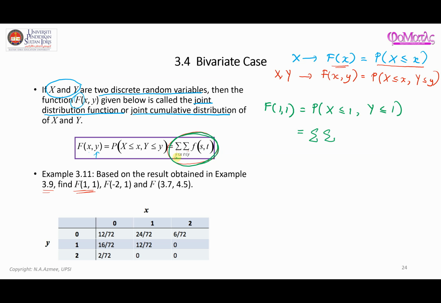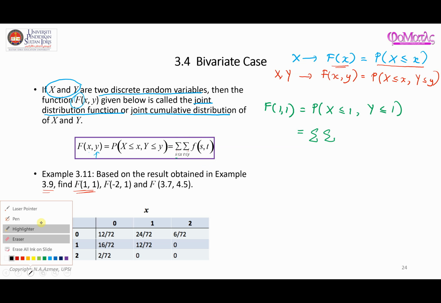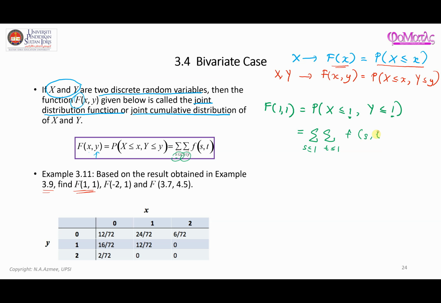So here we've got S. I'm just teaching you the interpretation of this mathematical expression right there. Okay, so basically what it says here is s less than or equal to x. That means here we've got s less than or equal to small x, which is this one. So s less than or equal to 1. Similarly, t is also less than or equal to this value here, the small y. So t is less than or equal to 1. And here we've got f(s,t).